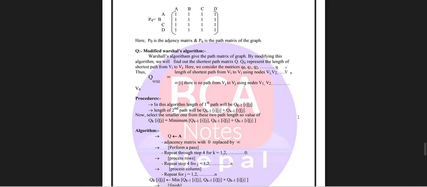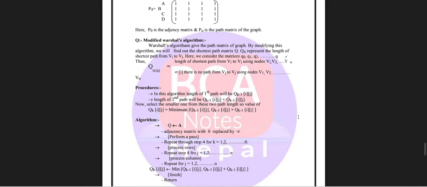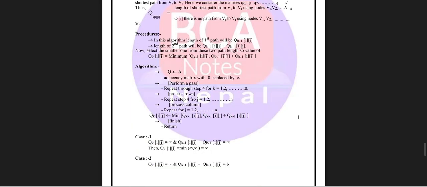Perform the pass through step 4 for the K = 1, 2, 0 process. Row: repeat for 1, 2. Process column: repeat J = 1, 2. K means K, I, J, K, Q. Finish. Return I, J, I, Q, K, then Q, K, and then the QKIJ minimum, QKIJ and QKJ.